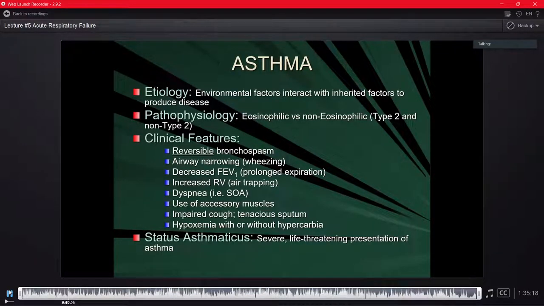We already know the etiology of asthma. There's two kinds, eosinophilic and non-eosinophilic, so type 2 and non-type 2, we like to call them. You'll never see them in the hospital as non-type 2 asthma or type 2 asthma. What you will see is eosinophilic measurements when we do our CBCs. And you can see, are my eosinophils elevated? If they are, then it's eosinophilic. And if it's not, then it's not eosinophilic. It's that simple. Okay.